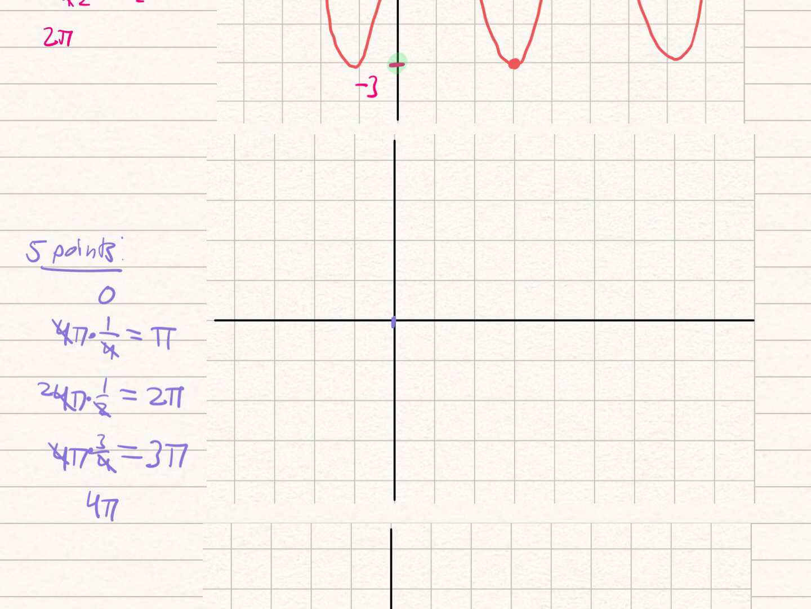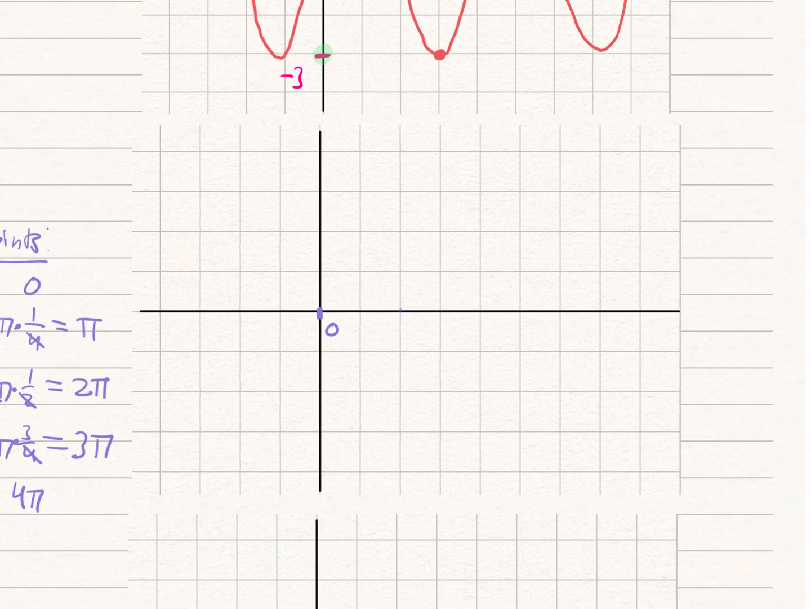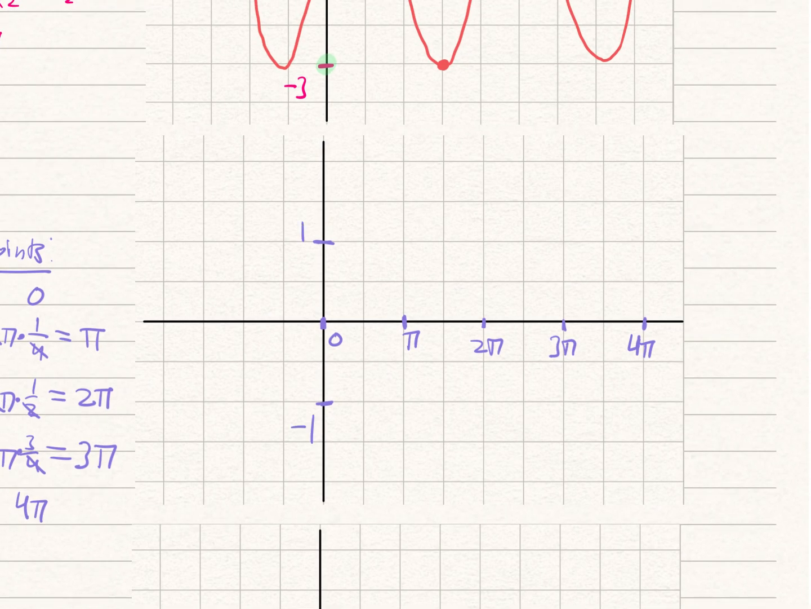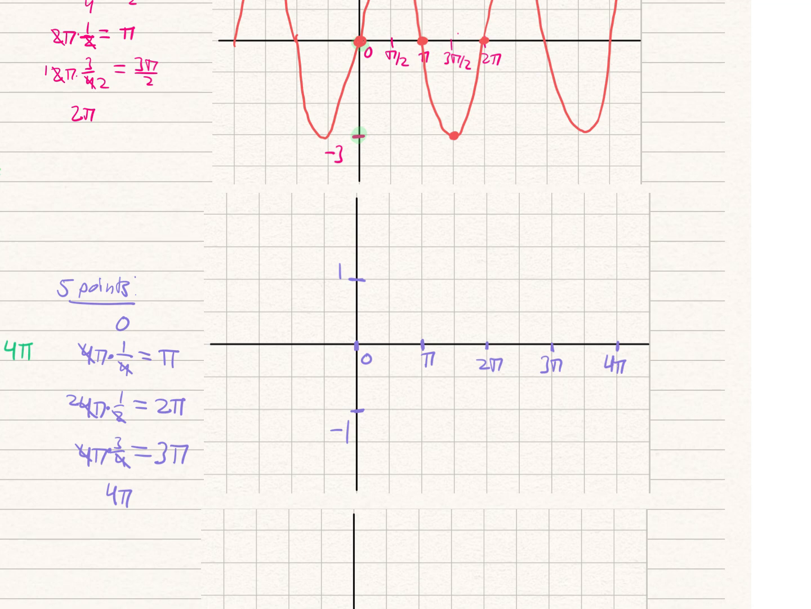All right, so I'm going to label my axis. 0, pi, 2 pi, 3 pi, and 4 pi. This is a blank graph. You can label it however you want. And I'm going to say this is 1 and this is -1. You can go unit by unit in the boxes. That's fine. Doesn't really matter. I chose to do it this way just so it's not super smushed together.